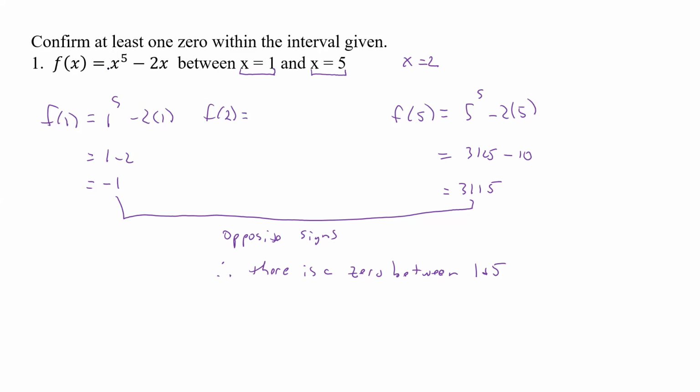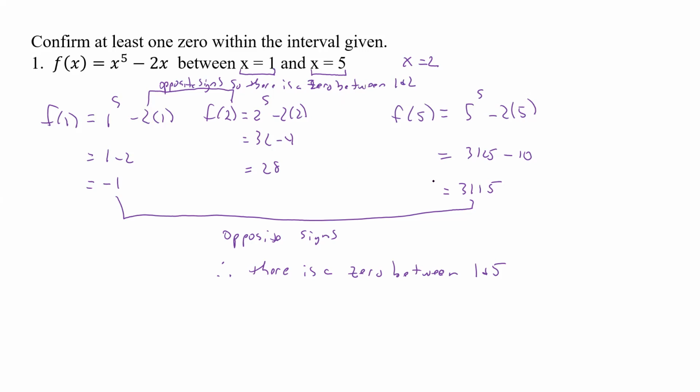All right, so we're going to plug in here as 2 to the 5th minus 2 times 2. Well, 2 to the 5th is equal to 32 minus 4. And so that's going to give us 28. Okay, so between these two, there is a 0. So they're opposite signs. So there is a 0 between the 1 and 2.